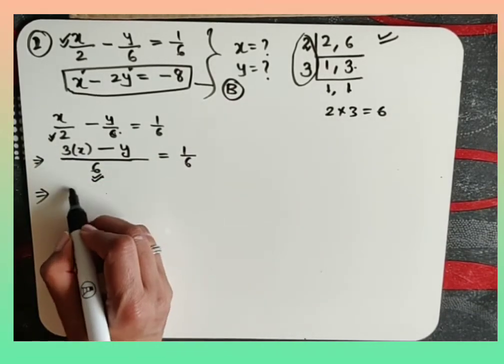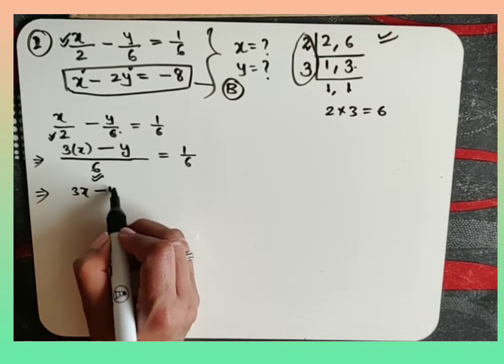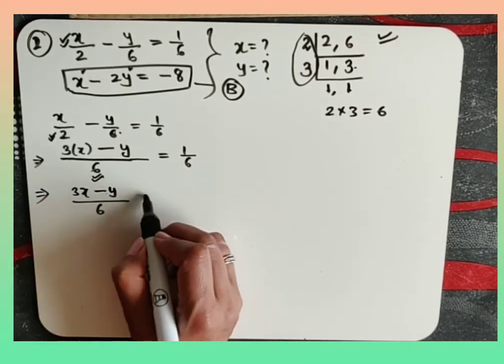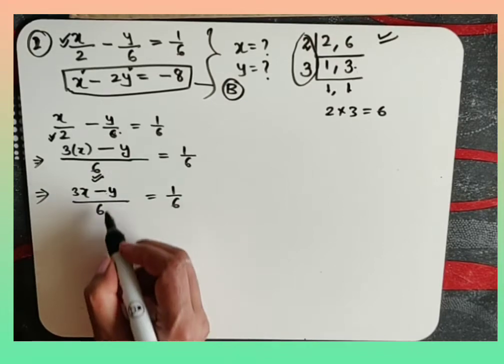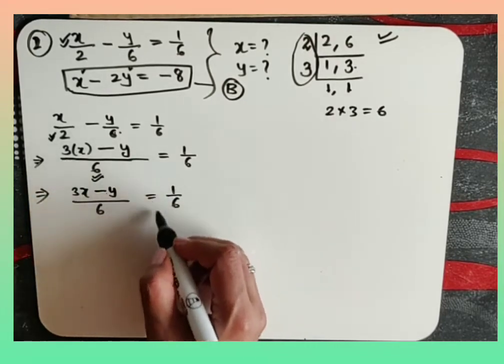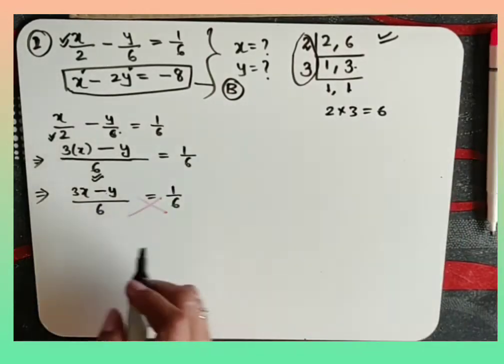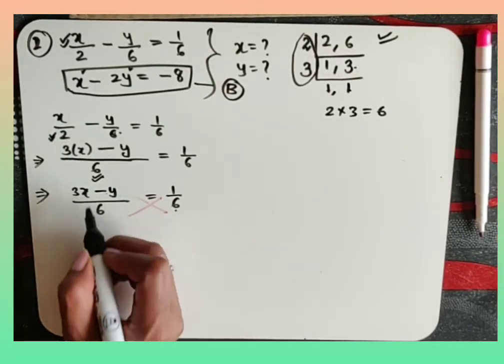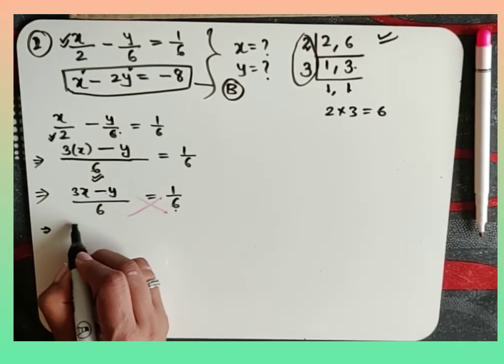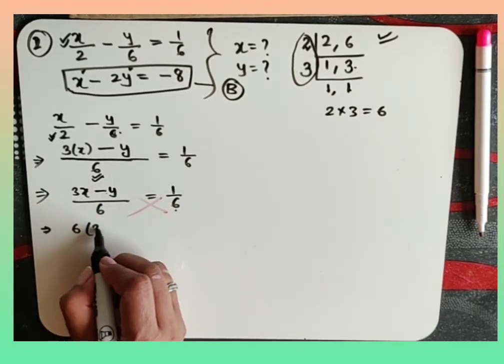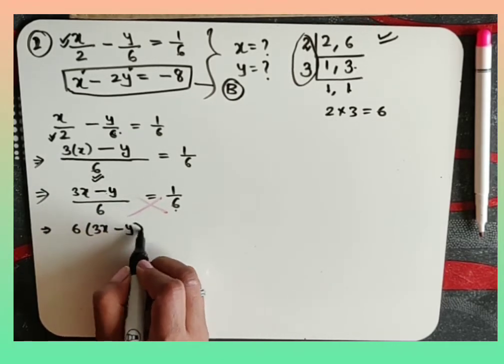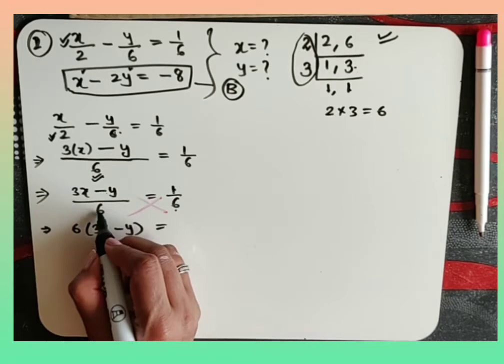Now multiply this one. So this will give you (3x minus y) over 6 equal to 1 over 6. Now we can see here one fraction equal to one fraction. Now the rule says we need to cross multiply. So this 6 will multiply by this. So 6 multiply by (3x minus y) equal to this 1 will multiply by 6.